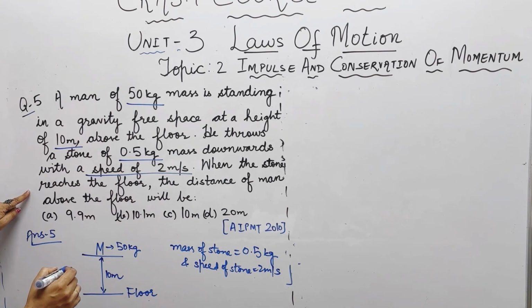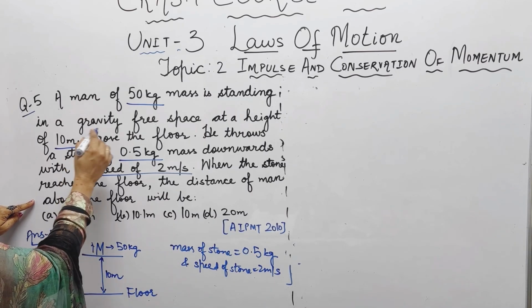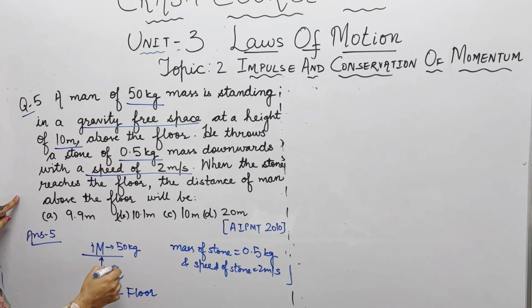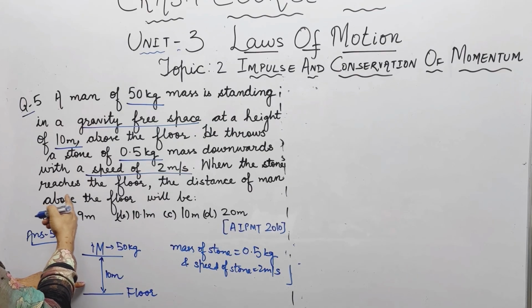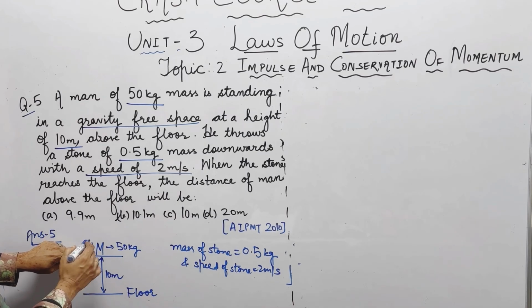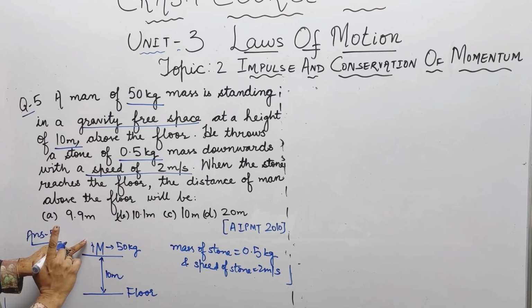When the stone reaches the floor, the distance of the man above the floor will be? The man is moving upward because he is in gravity-free space. So when he has thrown the stone, the time mentioned is when the stone reaches the floor, and we need the distance above the floor. So the man is moving in the upward direction. In the upward direction, how much distance has he traveled within the time when the stone reaches the floor?